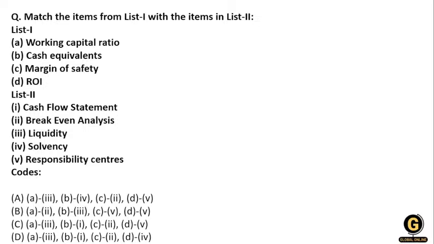Now the next one, the matching concept, matching items is given to you. List number 1: working capital ratio, cash equivalent, margin of safety, ROI, and cash flow. List number 2: cash flow statement, break even analysis, liquidity, and solvency.